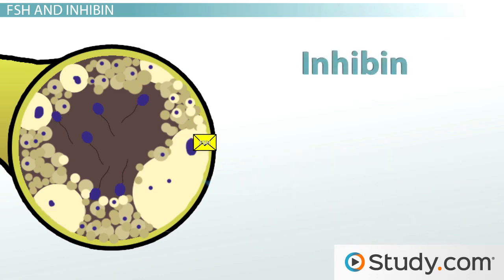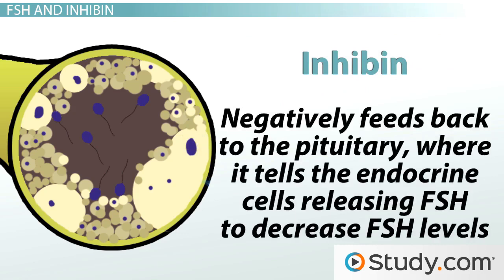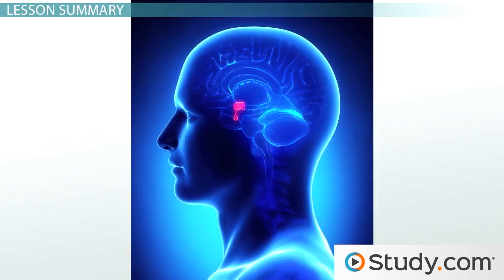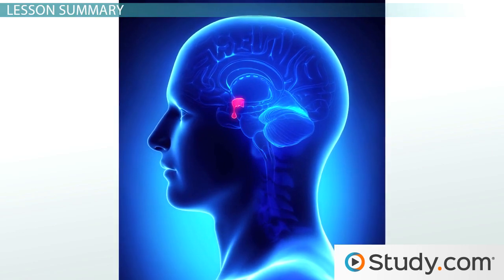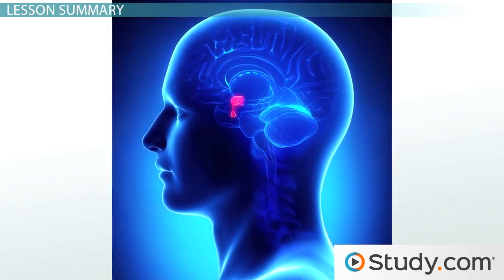The second, inhibin, negatively feeds back to the pituitary, where it tells the endocrine cells releasing FSH to decrease FSH levels. This in turn decreases stimulation of the nurse cells so that sperm production can be controlled. Phew, that's a lot of information, but I think we've got it all covered. Who knew that male reproduction was so complicated?